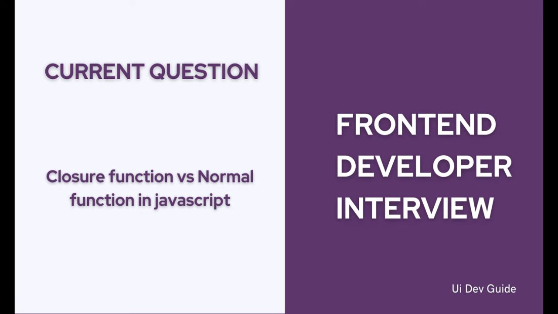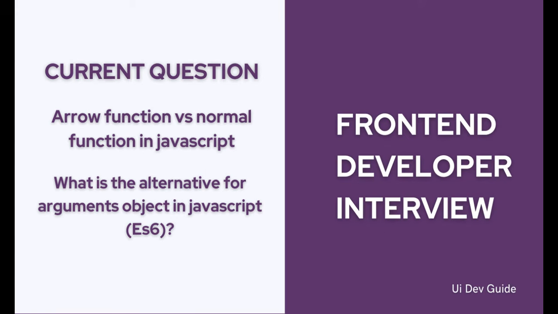Okay. So have you heard about arguments inside a function? Yeah, I have heard about arguments. So how can we achieve that in an arrow function?